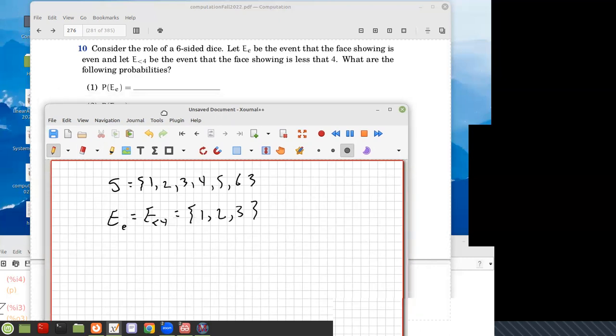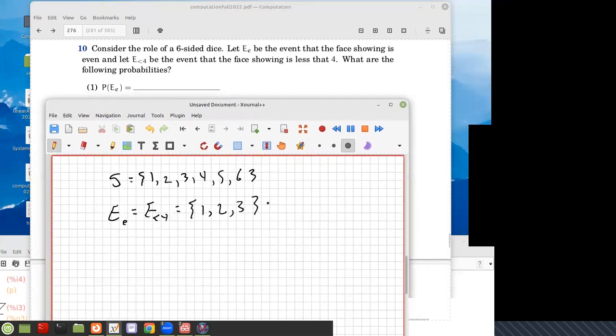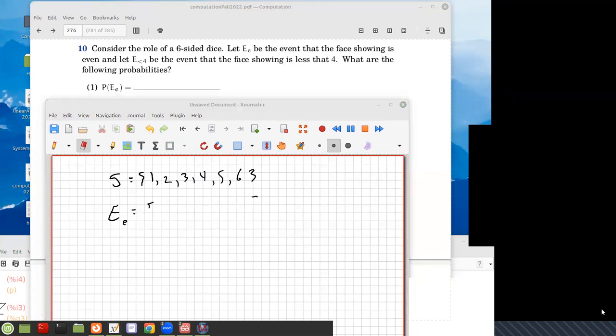So what are the following probabilities? Well, what's the probability of this event E? Oh, what am I doing? I'm sorry about that. Let me go back and fix this, because I didn't read the problem, which is obviously a problem.